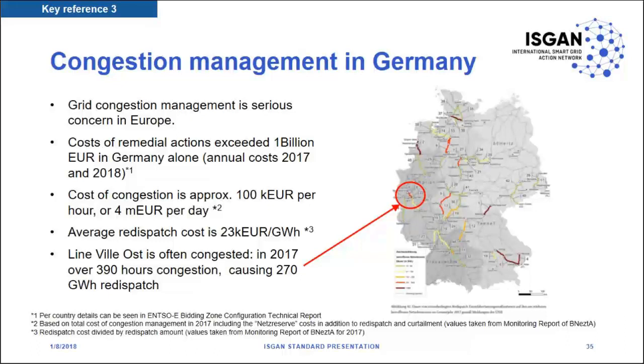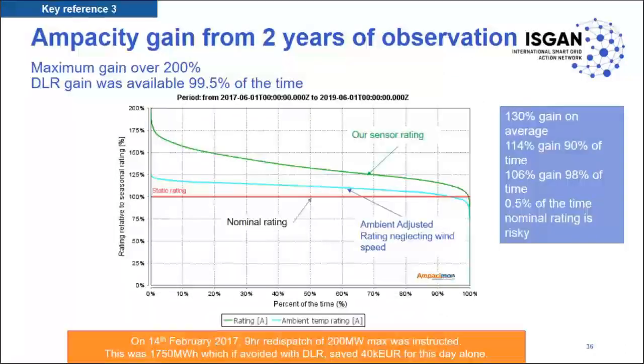And we look at one example, this line Ville-Ost in West Germany, which is listed as one of the culprits for high congestions in the 2017 report by the regulator. On this line, we have our DLR system installed for 2 years. The summary of the performance is shown in this slide. This is typically how you would assess line performance of DLR.